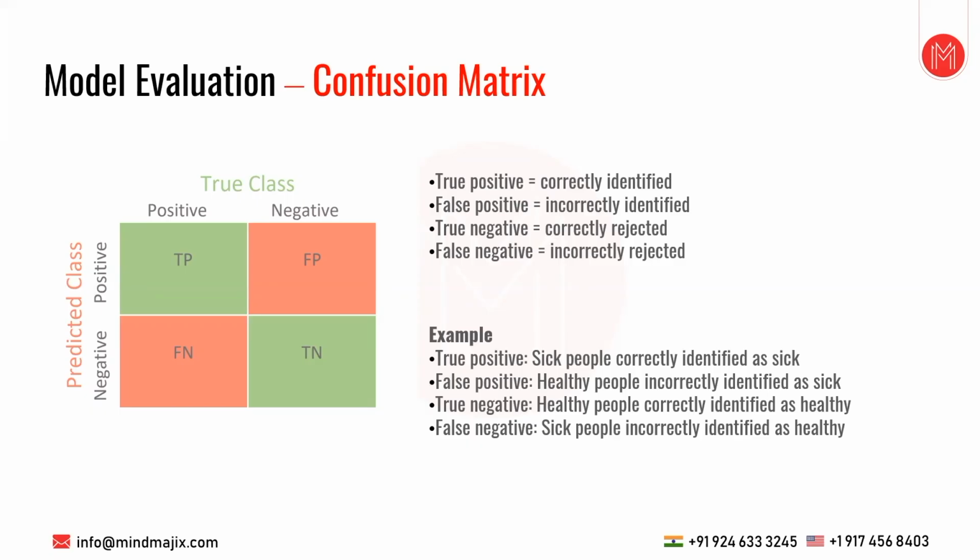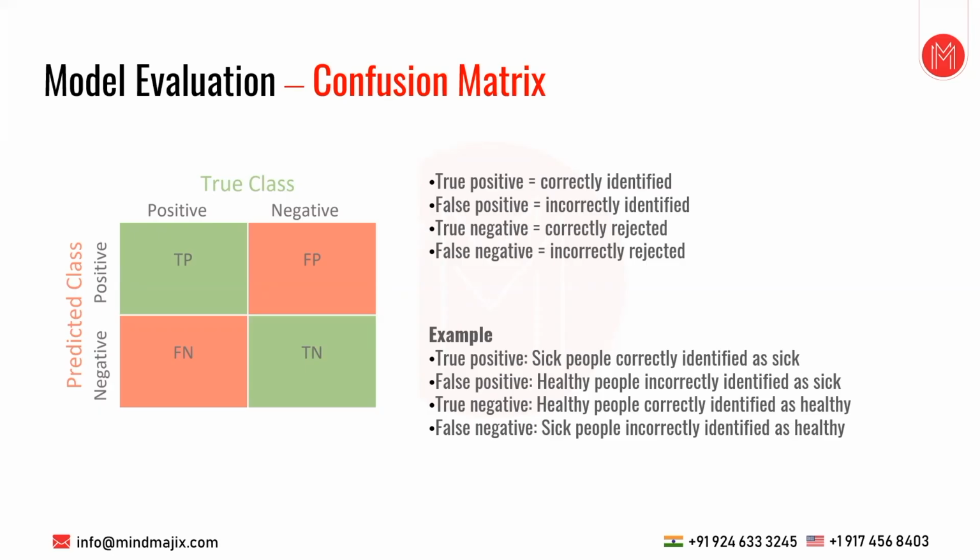It means it should look like correctly identified. So a true positive is an outcome where the model correctly predicts the positive class. Similarly, a true negative is an outcome where the model correctly predicts the negative class. A false positive is an outcome where the model incorrectly predicts the positive class. So true positive stands for sick people correctly identified as sick, like class 1 coming in class 1. So the expected and the predicted, expected and actual, both are equal.